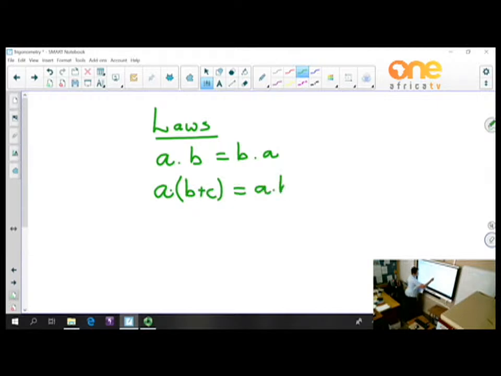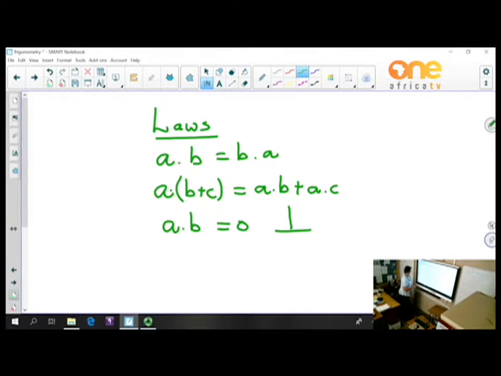So this is A dot B plus A dot C. So you can also do it like that. What's very important now is the following one. If A dot B is equal to 0, then our vectors are going to be perpendicular. So this is a very important thing that we're going to use here.